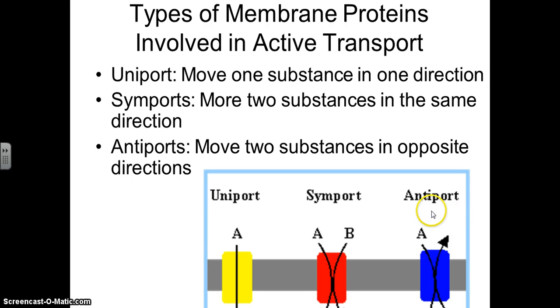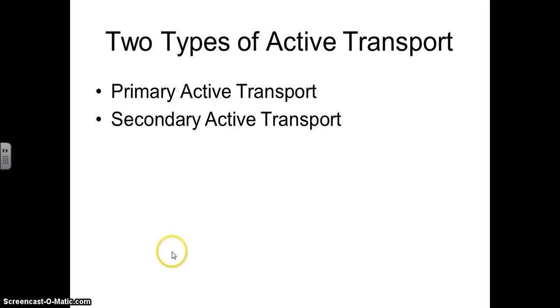But essentially the point here is that active transport uses a protein. All forms of active transport, except for the last one that we're going to talk about, require the use of a protein in the membrane.